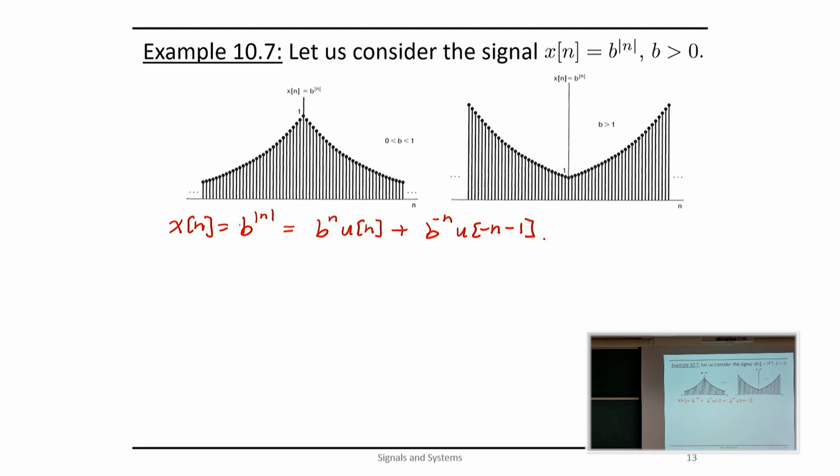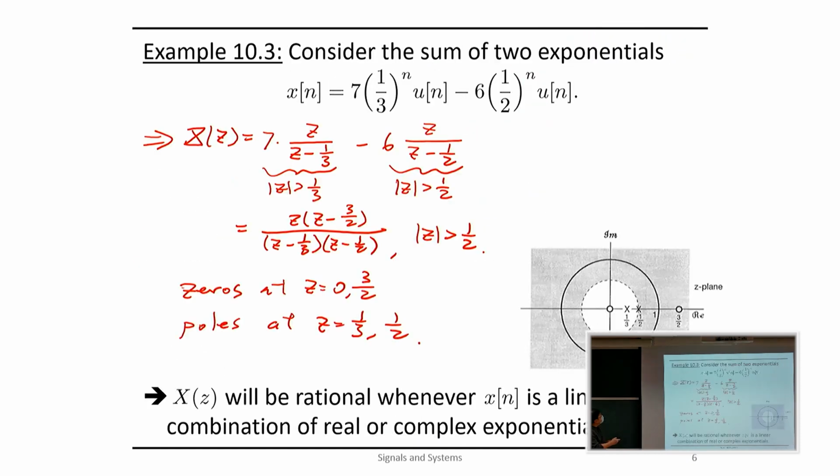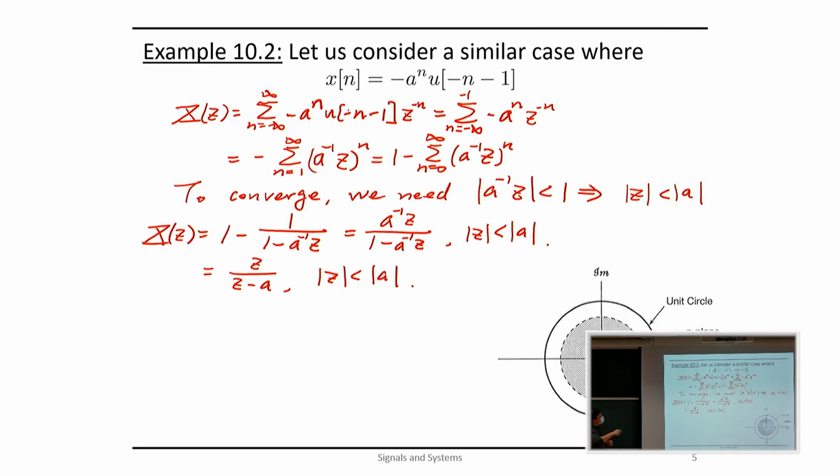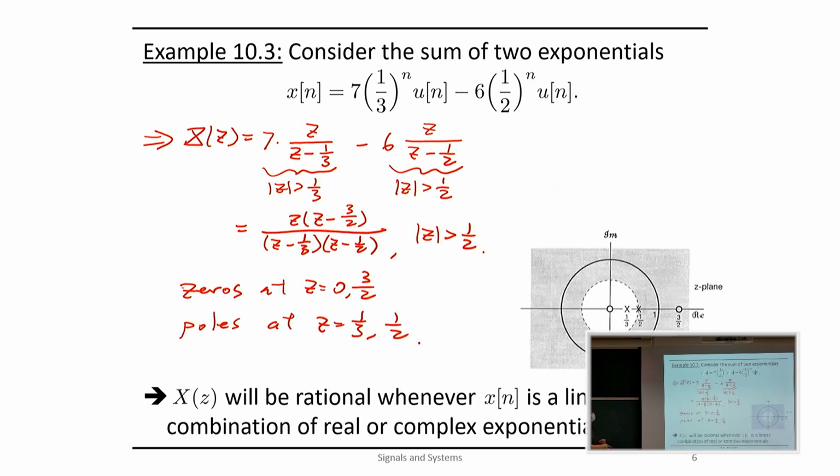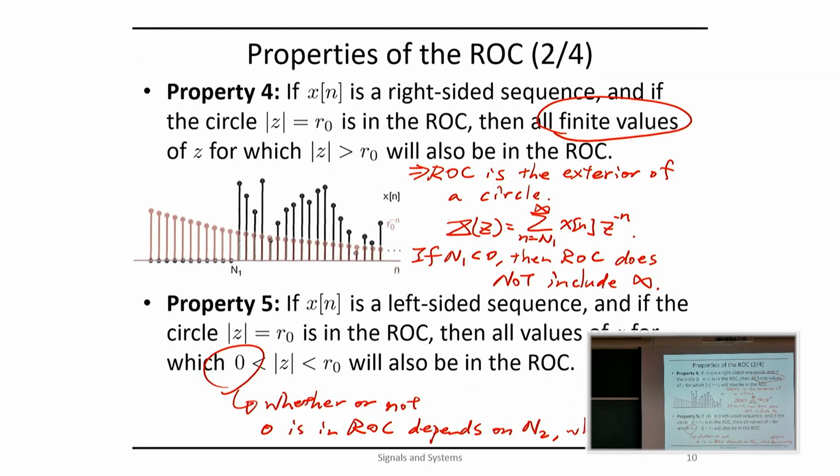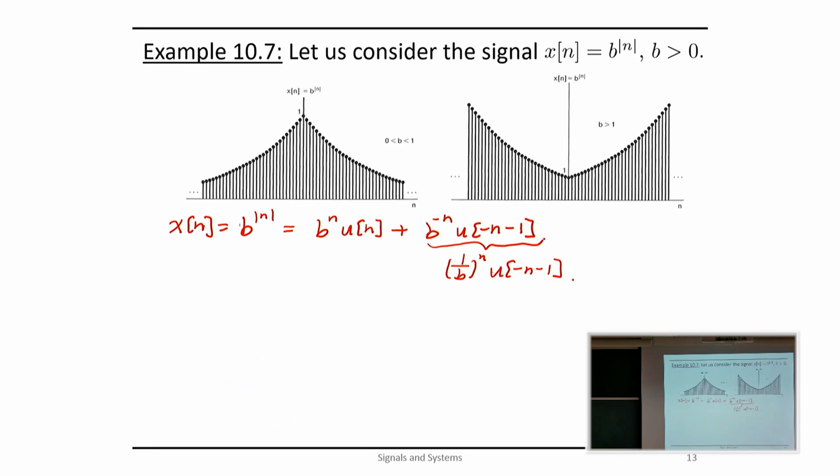Now, to utilize the results from example 10.1 and 10.2, we want to write it in that form. So for convenience, let me write this as 1 over b to the power n u[-n-1]. Okay? And the reason I want to write it in this form is so that it is consistent with this form here. Okay.